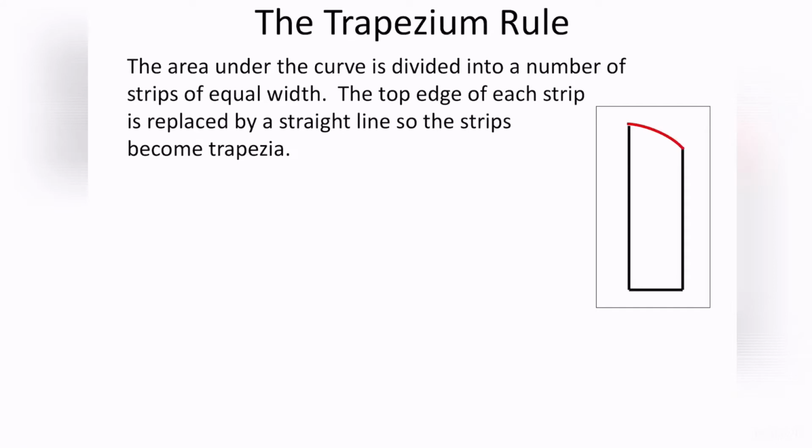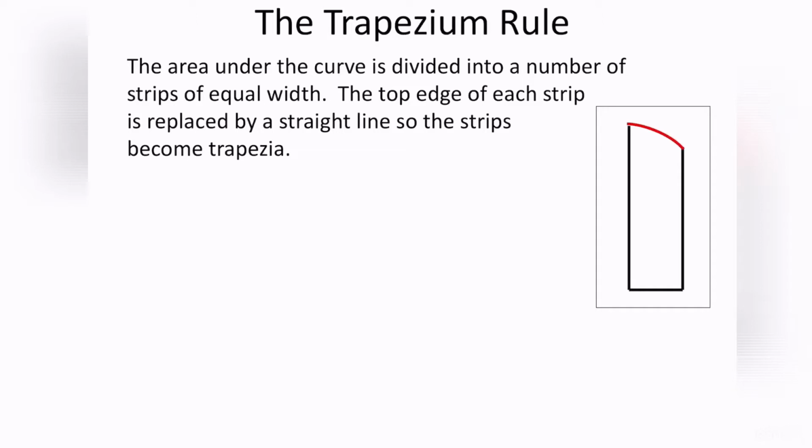The trapezium rule. The area under the curve is divided into a number of strips of equal width. If we have the curve, we can divide it into n strips. The area under the curve is divided into a number of strips of equal width, and the top edge of each strip is replaced by a straight line. So the strips become trapezia.